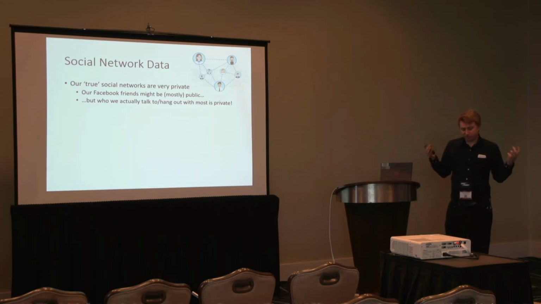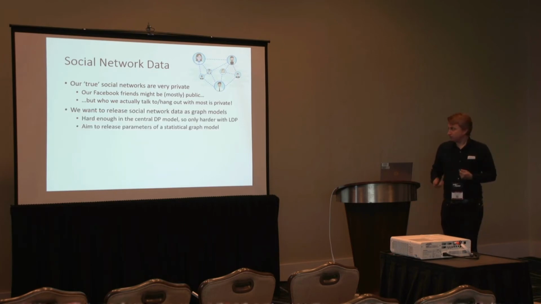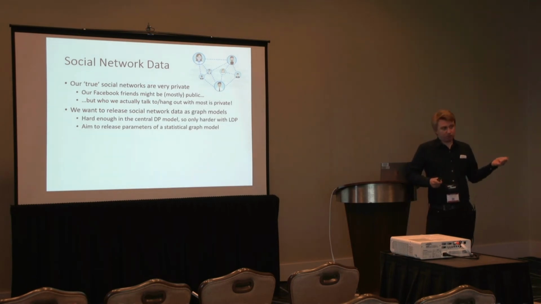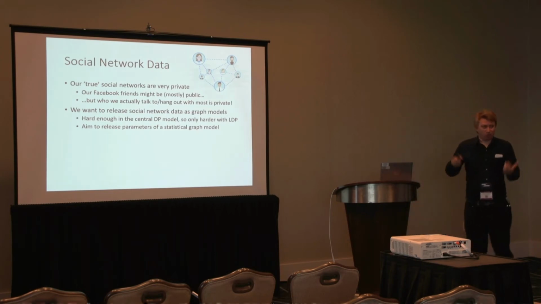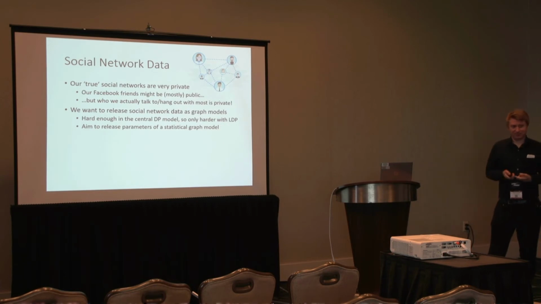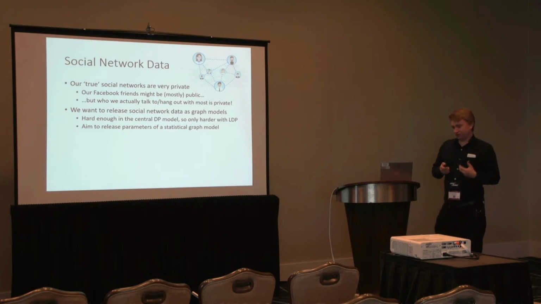So our true social network, who I actually talk to, is still something that's quite private. And again, you can look to the centralized model and ask what people have done there, because for sure that's going to be a yardstick for what we can hope to achieve in the local model. It turns out graphs and social networks are one of the hard problems in centralized DP, so it only gets harder with local differential privacy.